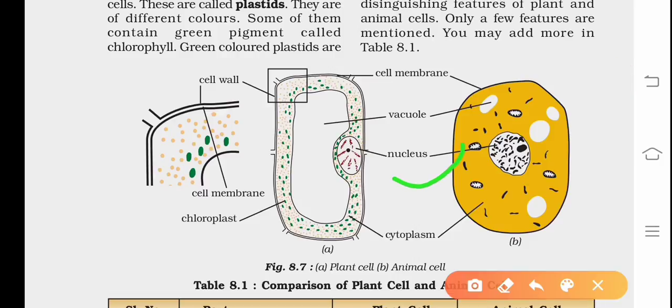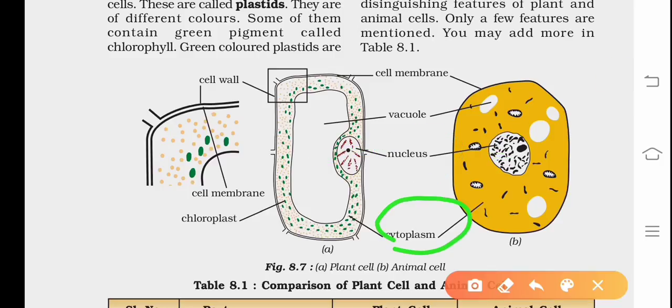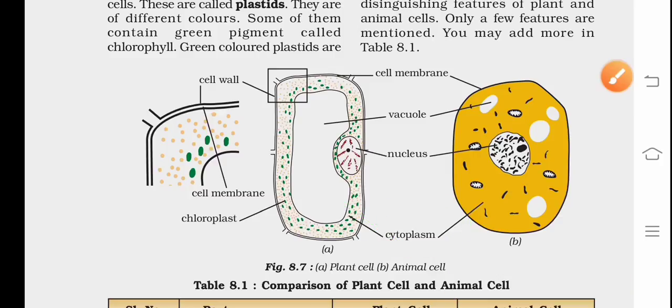Next we have the nucleus. The nucleus is also present in both the cases. It is the controlling center or brain of the cell, and it also contains chromosomes which carry the genes for transmission of characters. Next we have the cytoplasm. It is also present in both the cells, and it is the jelly-like fluid present between the nuclear membrane and the cell membrane, and it consists of various cell organelles. Now, the cell organelles can be of types like vacuole.